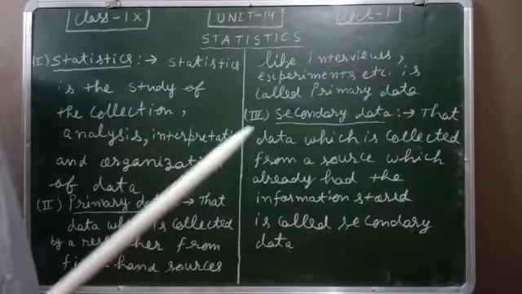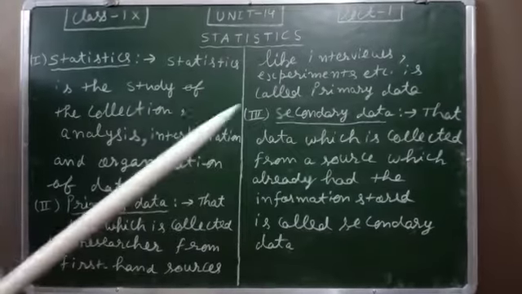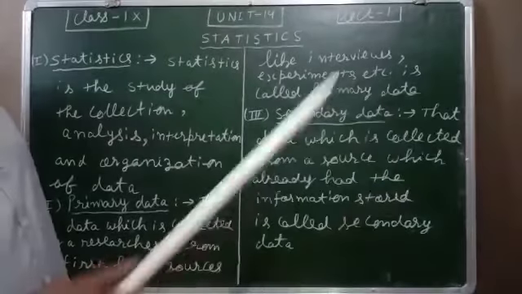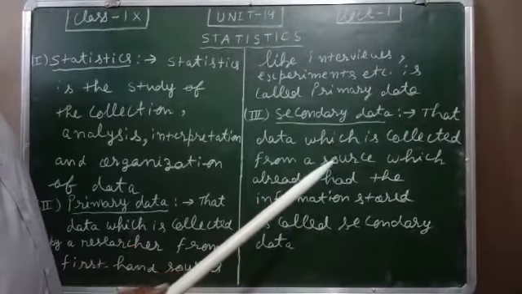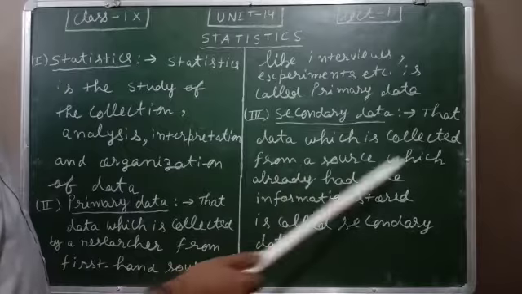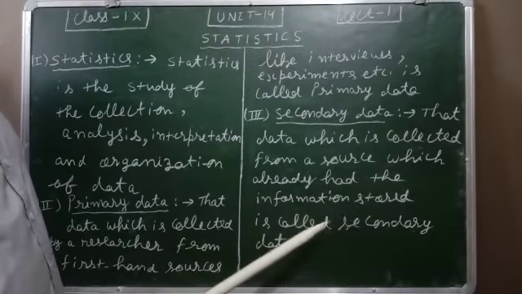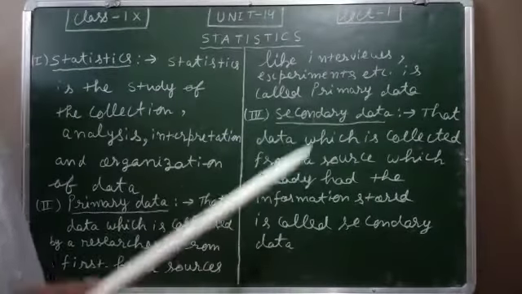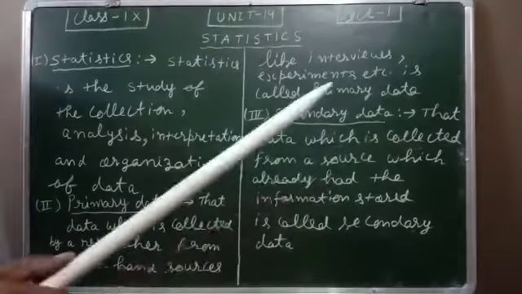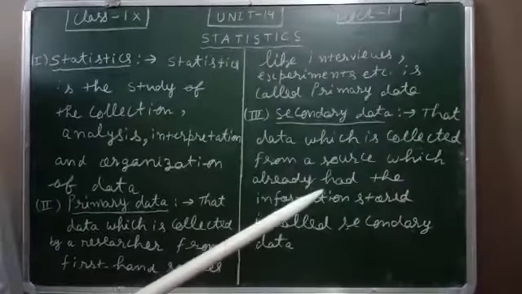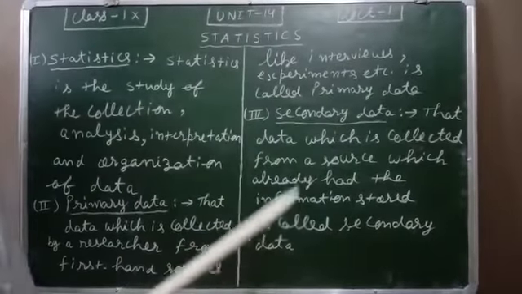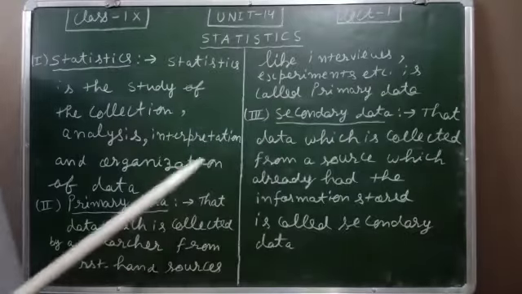Like if somebody asks how many students are in your school, then you will count one by one and then you will tell the strength, that is a form of primary data. Now secondary data, that data which is collected from a source which already had the information stored is called secondary data. Means the data which you collect from information that is already in books, or you get the information by using the TV or the newspaper, means by another source. If you take the information from such a source, then that type of data is called secondary data.